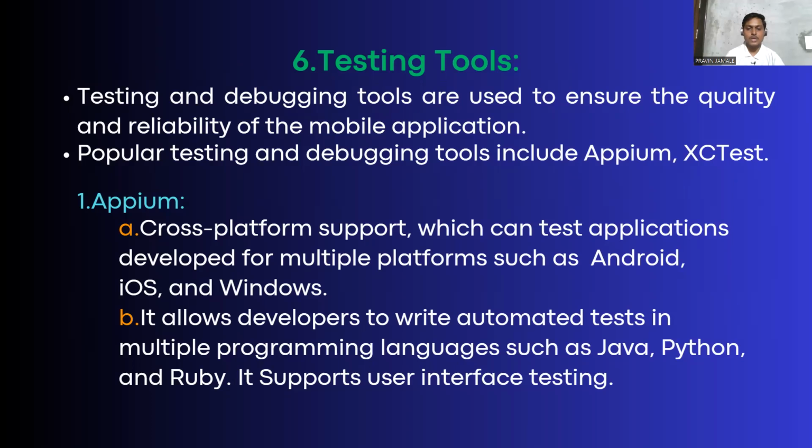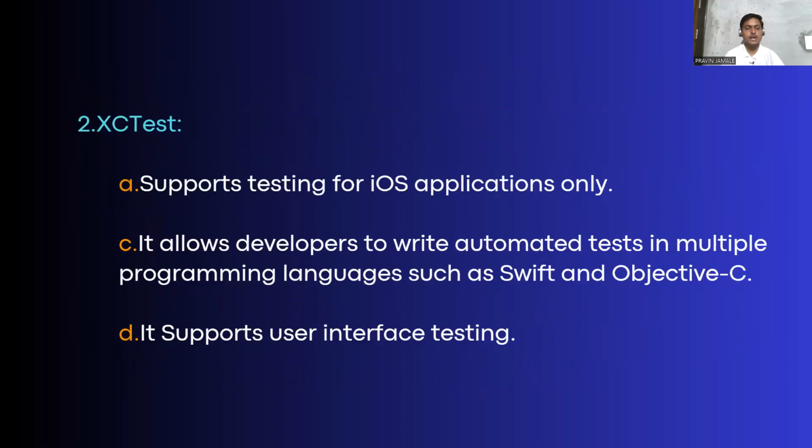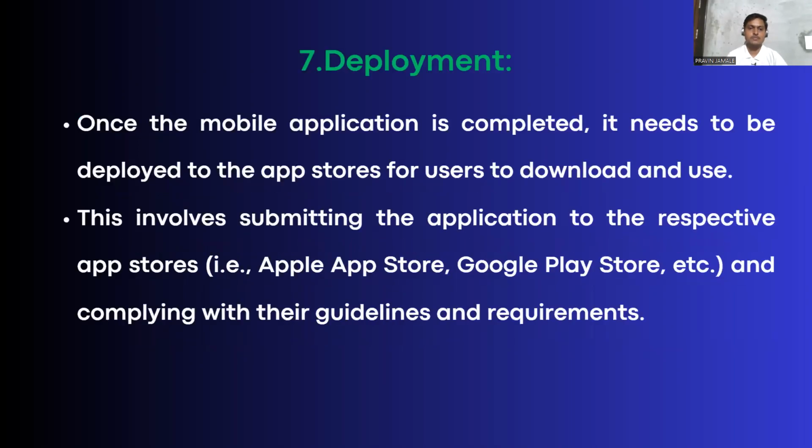It allows developers to write automated tests in multiple programming languages. For testing the mobile application, we can use Java, Python, and Ruby programming languages. It supports user interface testing. And XCTest supports testing for iOS applications only. It allows developers to write automated tests in programming languages such as Swift and Objective-C. It also supports user interface testing.